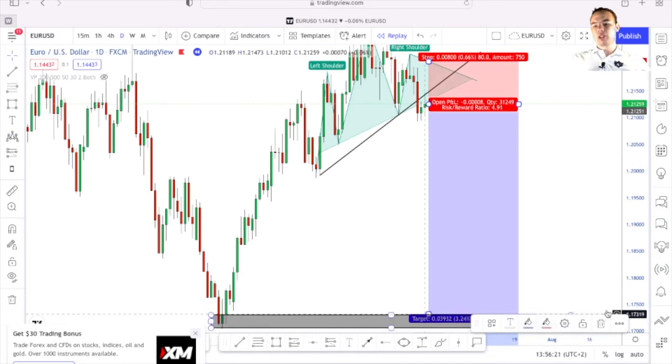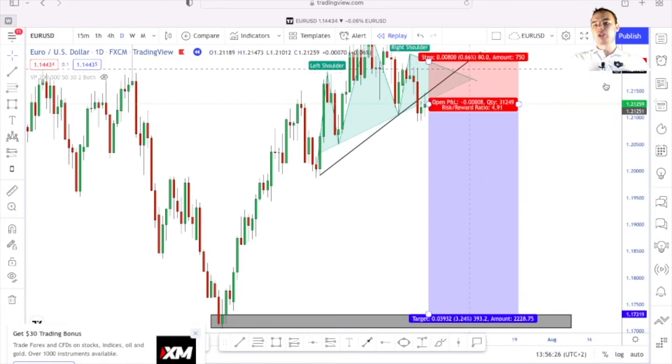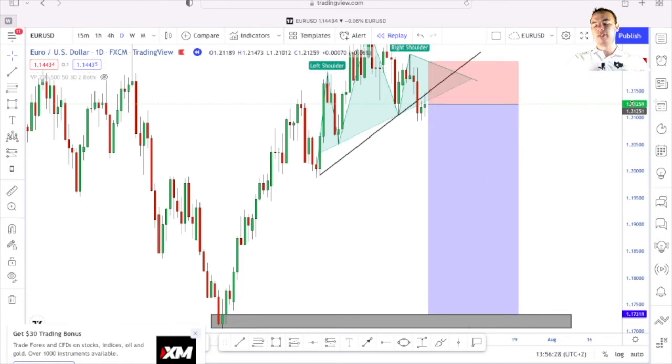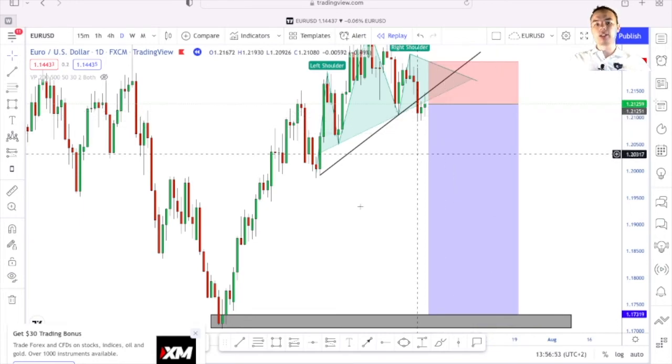So our entry is 1.21259. Our stop loss is at 1.22051. Our take profit is at 1.17319. And then we're risking 80 pips to make 393 pips. Sounds even better, even without looking at your risk to reward ratio. If we look at the risk to reward ratio, it is 4.91. So it's nearly a 1 to 5 risk to reward ratio. Okay, so that's excellent. So I'm willing to do that.